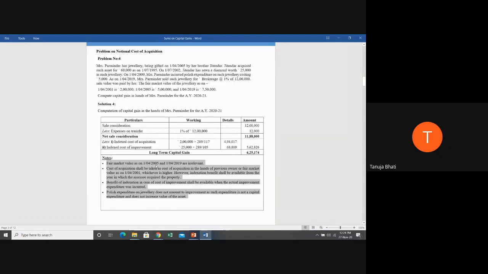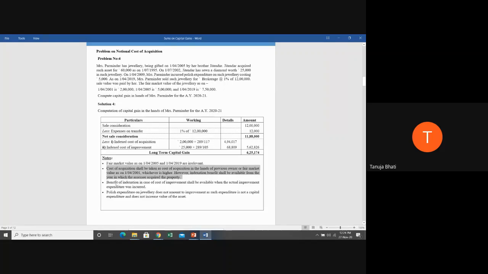Okay, now let us see the notes. Fair market value as on 1/4/2005 and 1/4/2019 are irrelevant. This is just given to confuse you all. Next, cost of acquisition shall be taken as the cost of acquisition in the hands of the previous owner or fair market value as on 1/4/2001, whichever is higher. What is the reason? Because the previous owner purchased this before 1/4/2001. However, indexation benefit will be available from the year in which the assessee acquired the property.